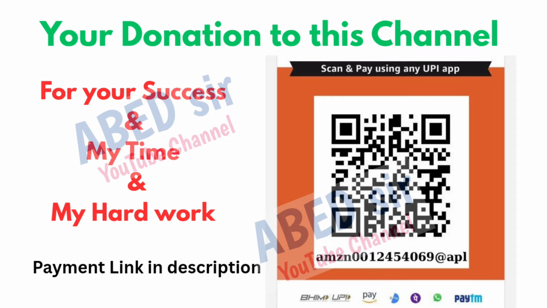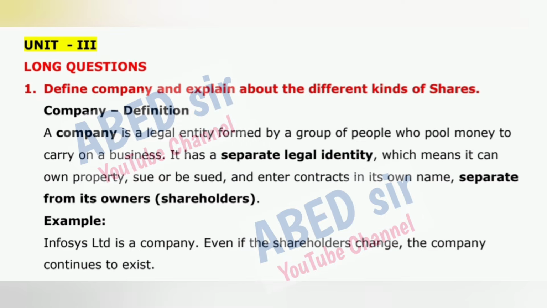First important long question is: define company and explain the different kinds of shares. Company definition. A company is a legal entity formed by a group of people who pool money to carry on a business. It has a separate legal identity, which means it can own property, sue or be sued, and enter contracts in its own name, separate from its owners, the shareholders. Example: Infosys Ltd is a company. Even if the shareholders change, the company continues to exist.